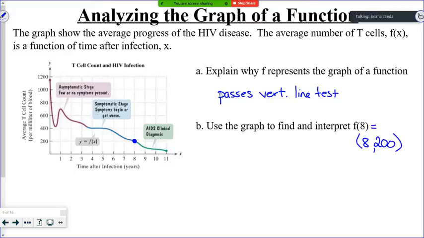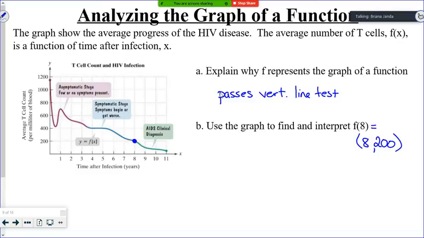Okay, so now if I were to ask you to interpret, this is where we go back to the labeling. 8 what? 8 years. So 8 years after our infection, 200 what? T cells. So interpret: 8 years after infection, the average number of T cells would be 200. You see how we're getting those interpretations?